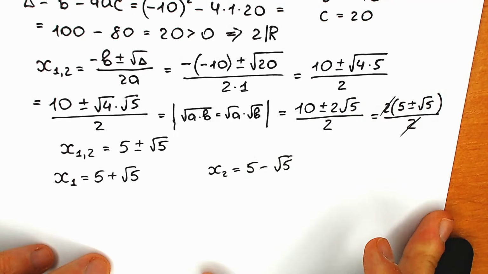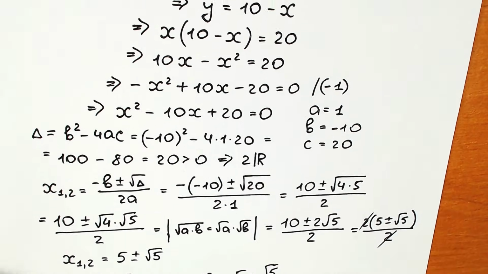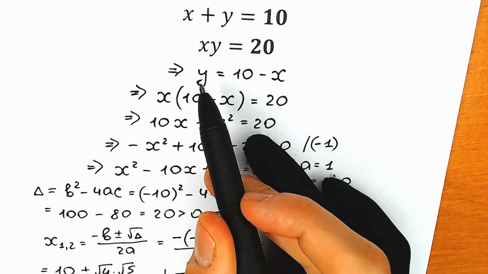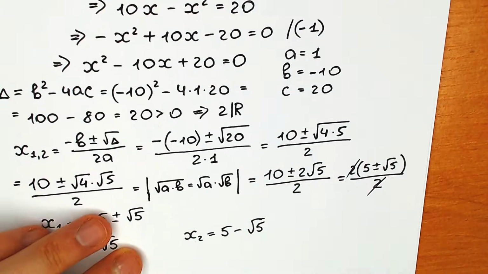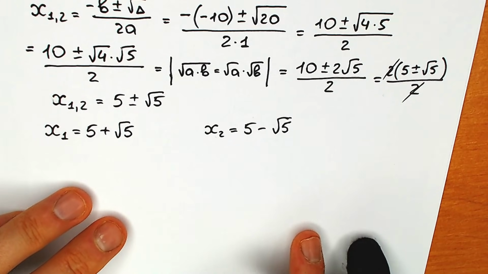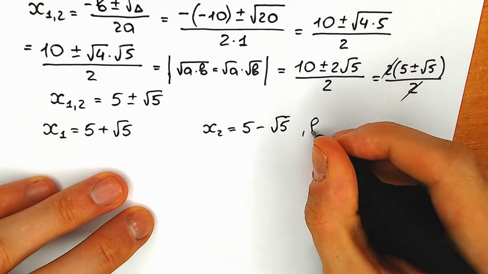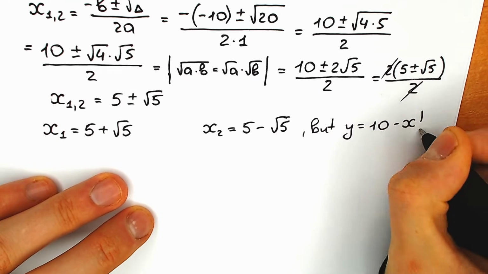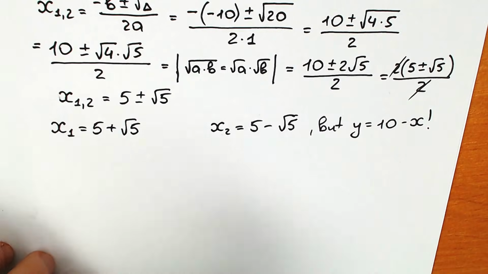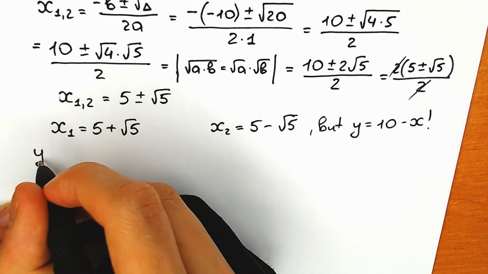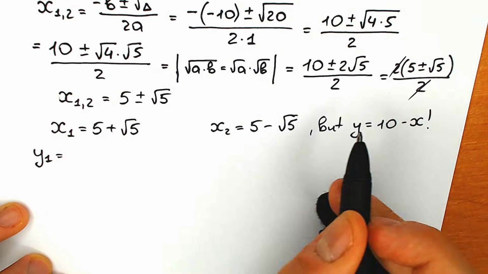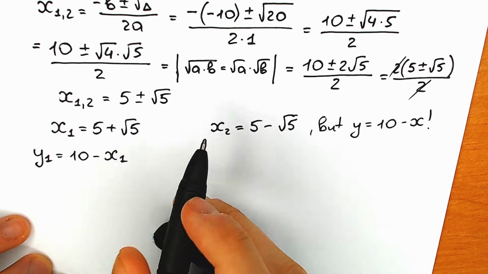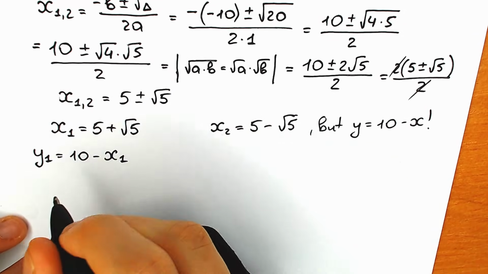Okay, and right now let's go back to the beginning, because we need to solve this question for y as well, because we have both x and y. y equal to 10 minus x, so let's just keep it in mind. So y equal to 10 minus x. So right now let's solve this question for y first from here. So y first equal to 10 minus x first. As you can see, we will have two pairs, x first, y first, and x second, y second, okay?